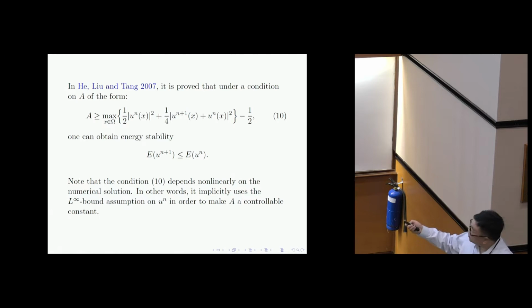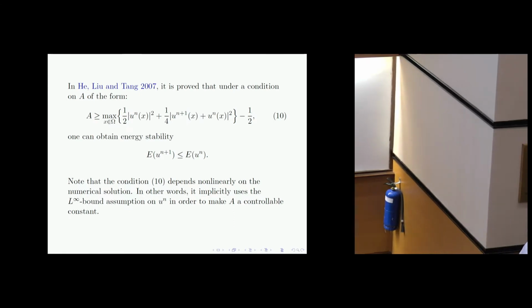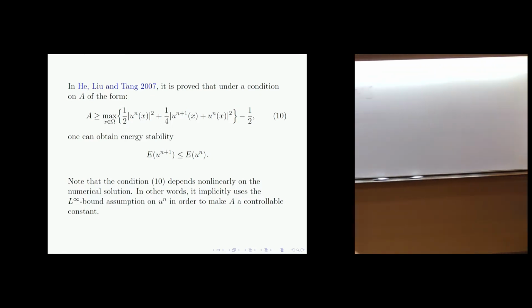So just now, as Professor Bao asked, that's implicit. It asks for this arithmetic bound assumption on the numerical solution. In fact, in practice, we could assume some boundedness of the PDE solution, but we could not assume the boundedness on the numerical solution, right?